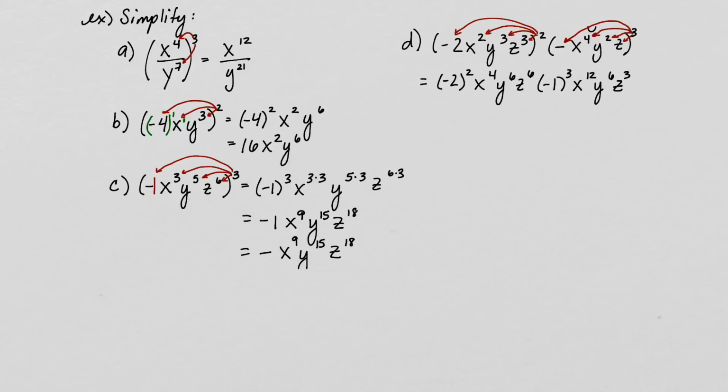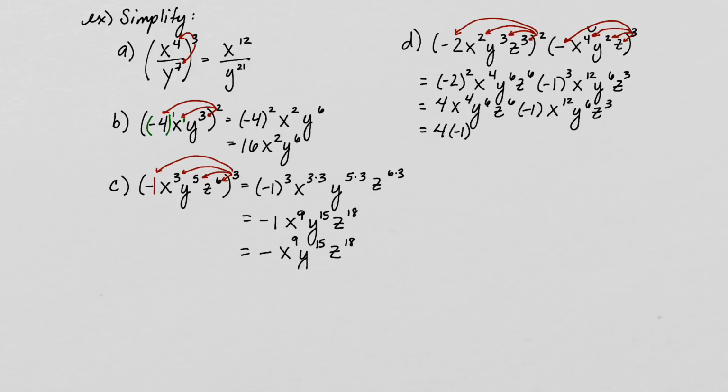And that z didn't have a power, so remember it's always a 1, so it would be z cubed. Now the thing I'm going to do is figure out these number parts. So negative 2 squared is 4. So I have 4, x to the 4th, y to the 6th, z to the 6th. And negative 1 cubed is just negative 1. So I have negative 1, x to the 12th, y to the 6th, z to the 3rd. And then I'm going to put the pieces that go together next to each other. So we're going to have the 4 and the negative 1 next to each other.